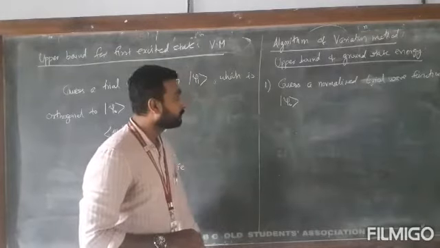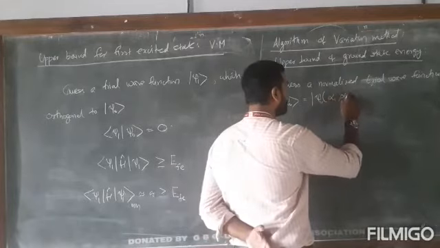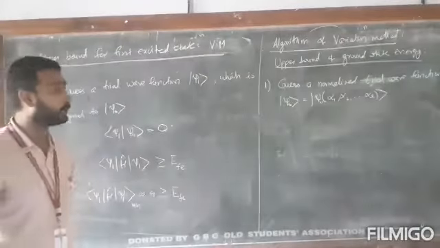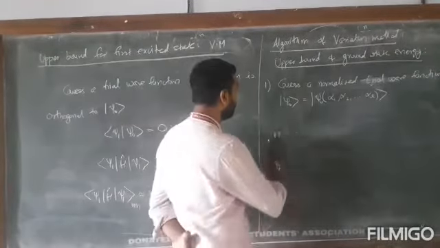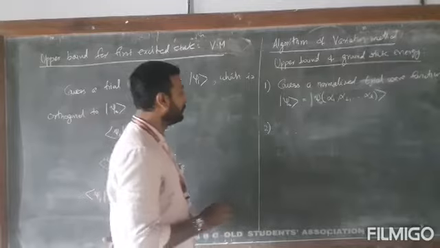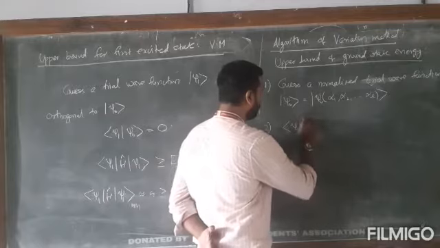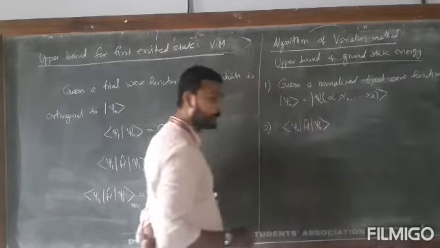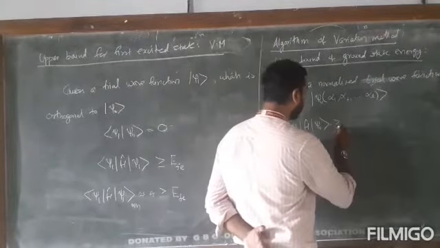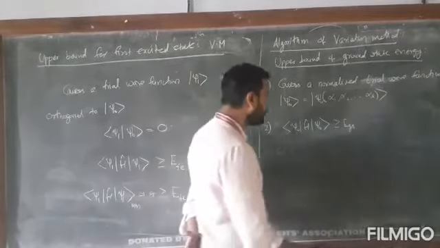So guess a normalized wave function psi 0. This psi 0 must be a function of some parameters alpha 1, alpha 2, etc., alpha L, which are the parameters. Then the second step is to find the expectation value of the Hamiltonian in terms of psi 0. This would always be greater than or equal to the ground state energy. Now minimize.